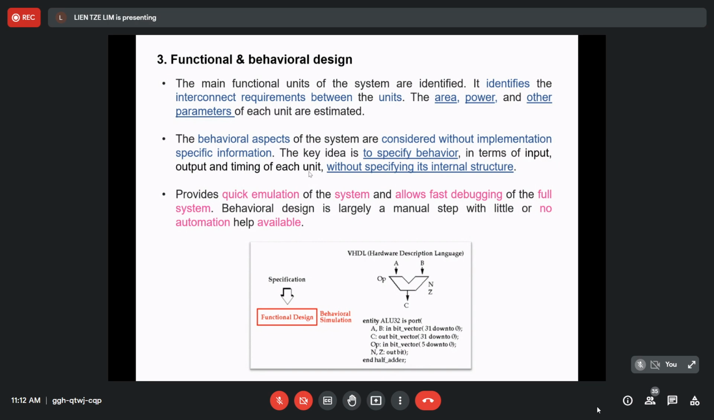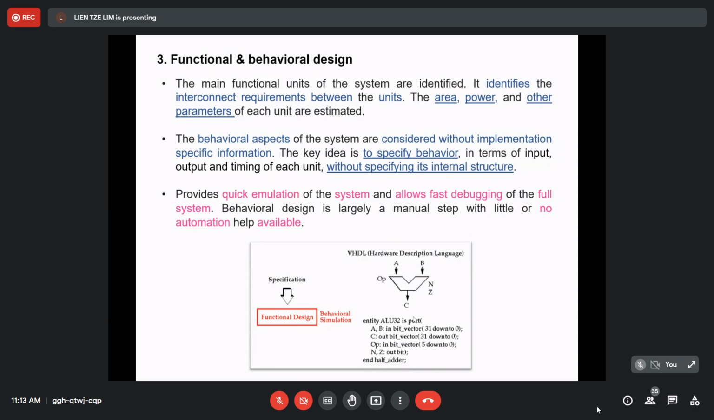Functional design provides quick emulation of the system and allows fast debugging of the full system. Behavioral design is largely a manual step with little or no automation help available. Okay, so as you see, functional design also means behavioral design.